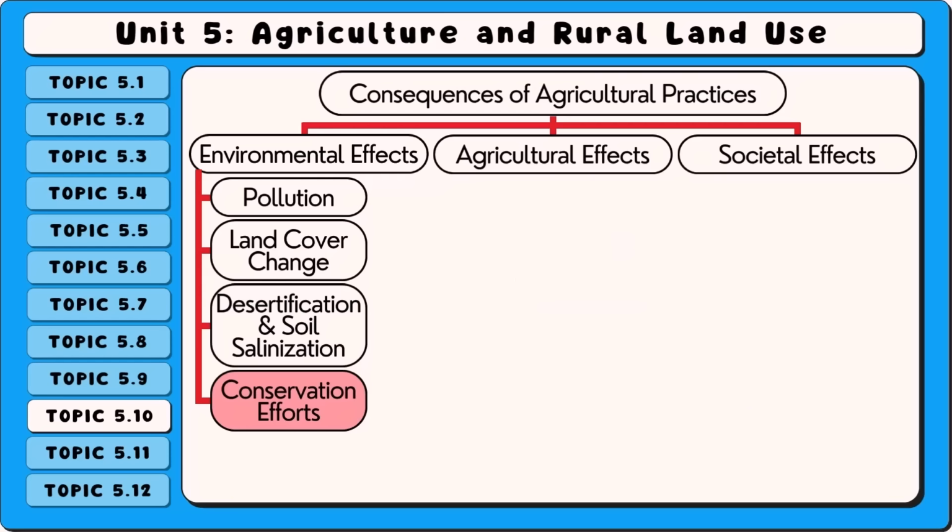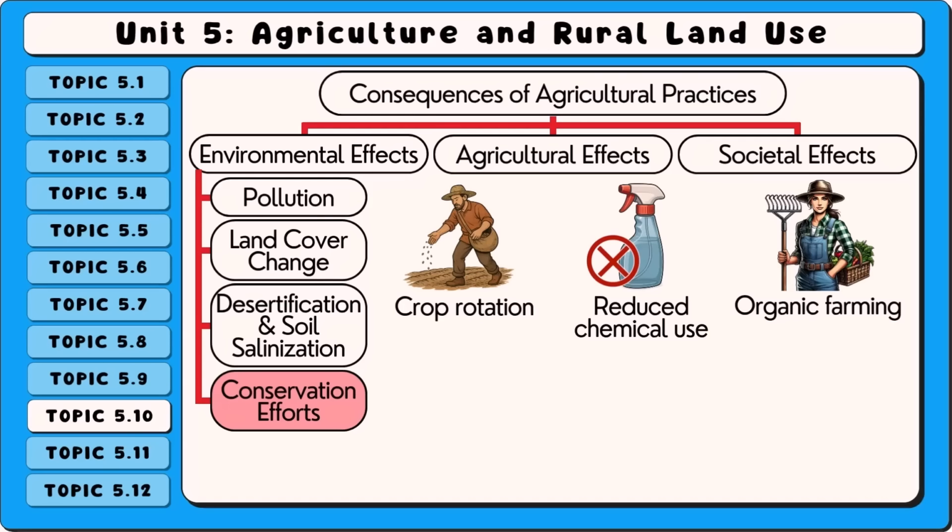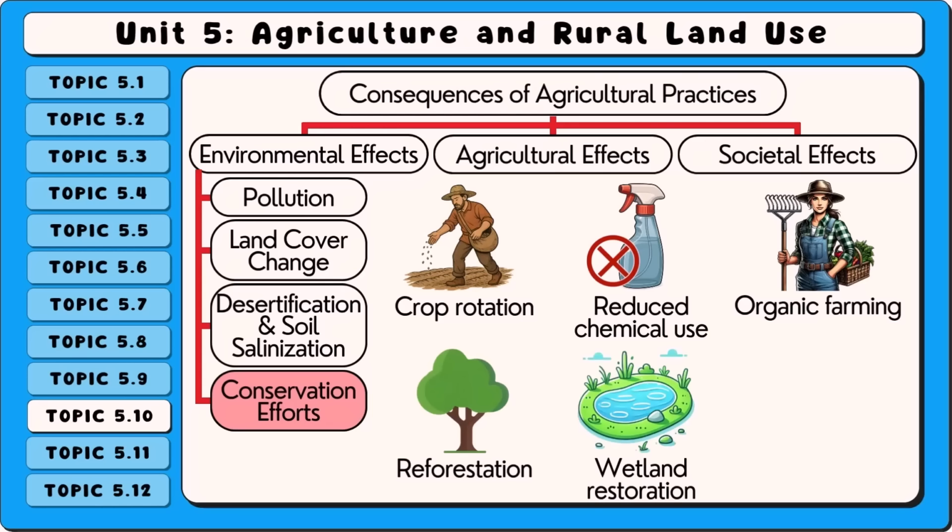The fourth effect is conservation efforts. In response to the damage caused by agriculture, some farmers adopt sustainable practices like crop rotation, reduced chemical use, or organic farming. Governments and environmental groups also work to protect land through reforestation, wetland restoration, and soil preservation programs.